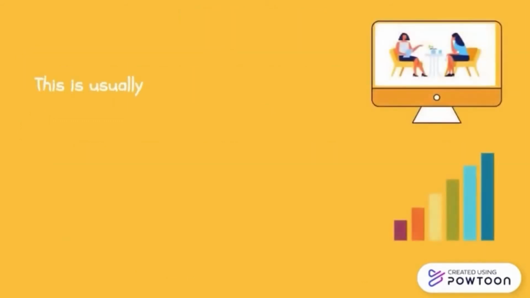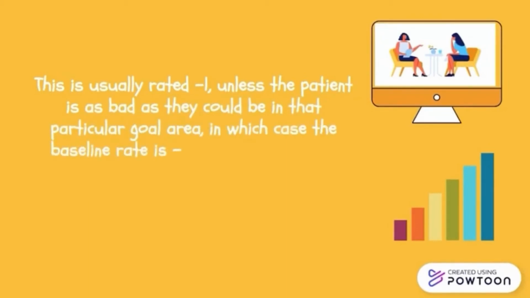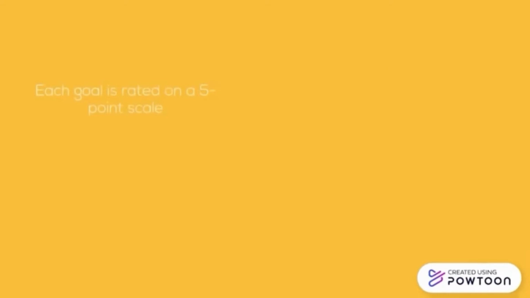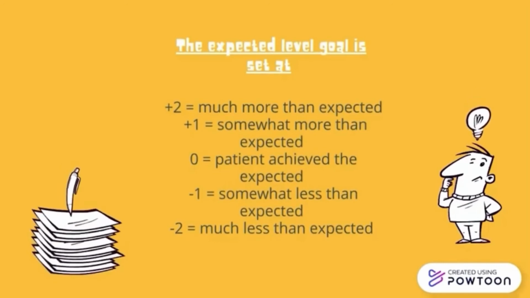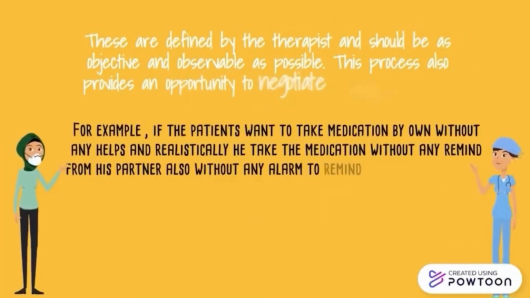This is usually rated -1, unless the patient is as bad as they could be in that particular goal area, in which case the baseline rate is -2. Using this baseline score as a substitute for attainment level in the equation, a baseline goal score can be calculated. The expected level goal is 0. +2 is much more than expected, +1 somewhat more than expected, 0 the patient achieved the expected, -1 somewhat less than expected, and -2 much less than expected. These are defined by the therapist and should be as objective and observable as possible.